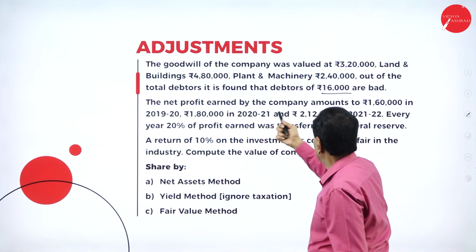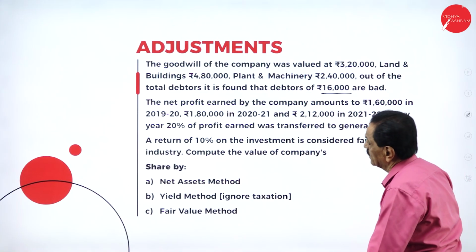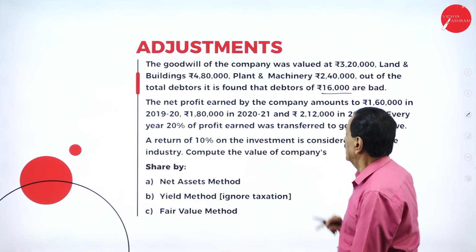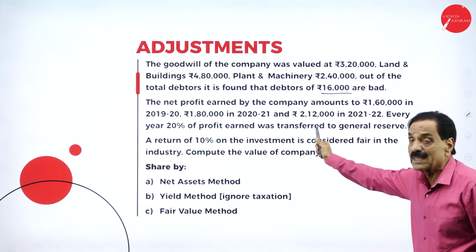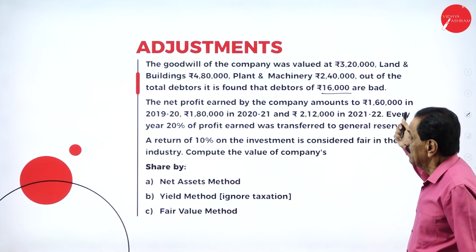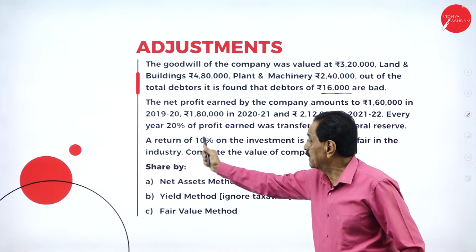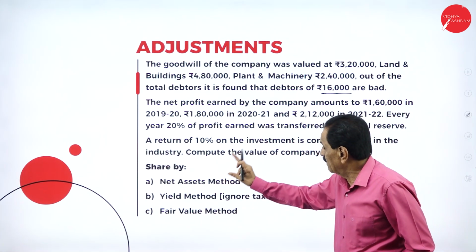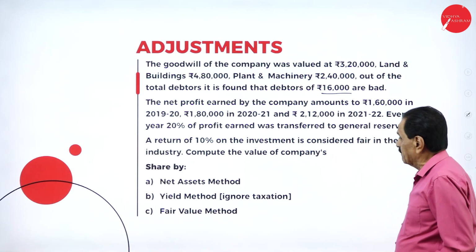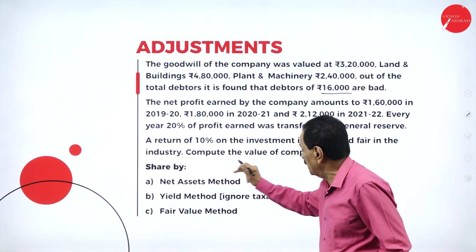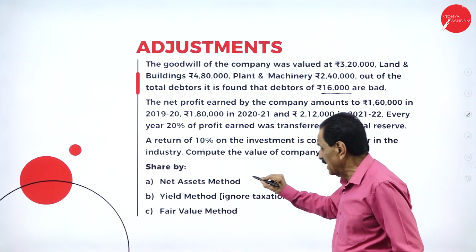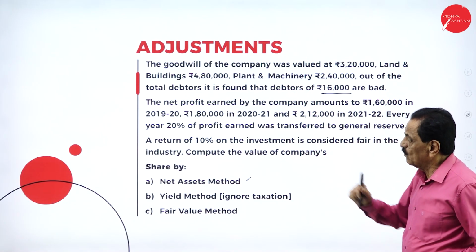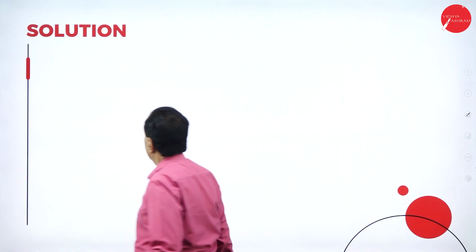The net profit earned by the company amounted to rupees 1,60,000 in 2019-20, 1,80,000 in 2020-21, and 2,12,000 in 2021-22. Every year, 20% of profit earned was transferred to general reserve. A return of 10% on the investment is considered fair in the industry. Compute the value of company share by net asset method, yield method, and fair value method. So first we go with net asset method.